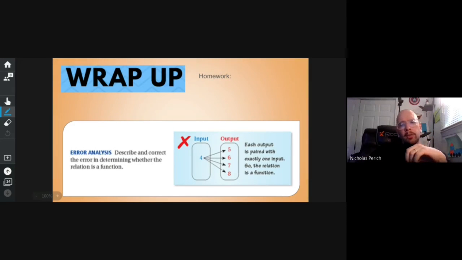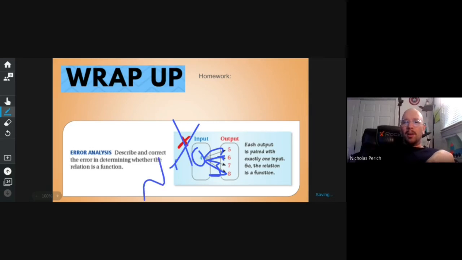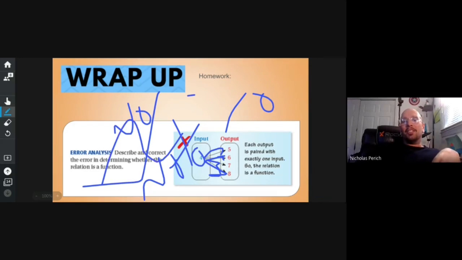Describe and correct the error in determining whether the relation is a function. Each output is paired with exactly one input, so it's exactly the no. It's no. See how it's splitting off into 4 different things? No. This is me trying to write fast on my board, and that's how bad it is. That's not a function because 4 is splitting off. They have it backwards. Shame on them.